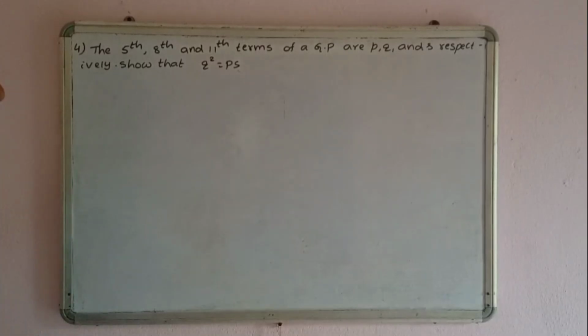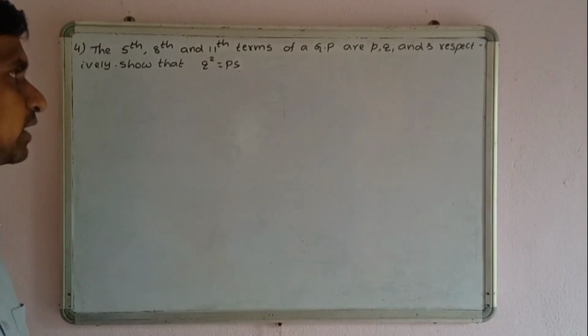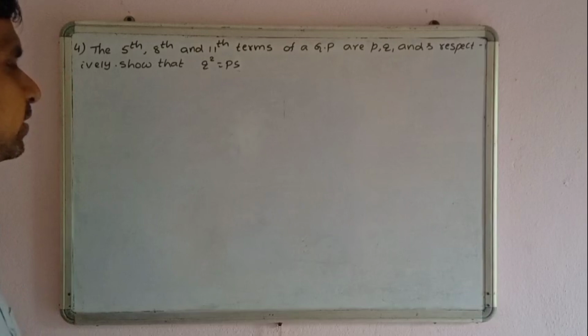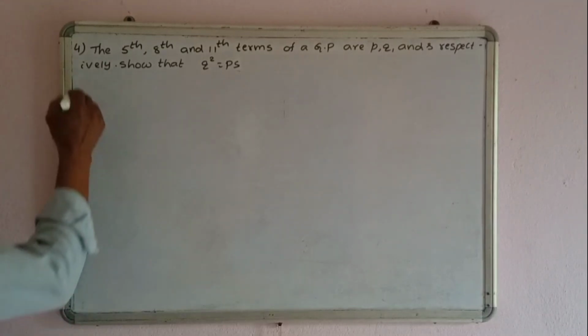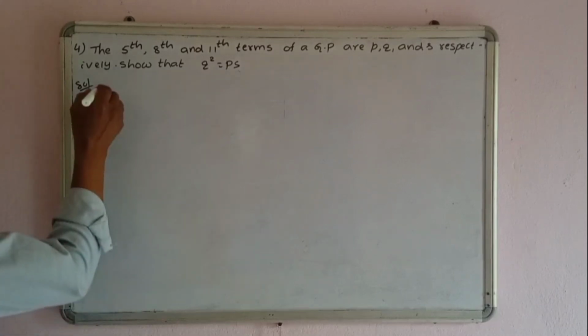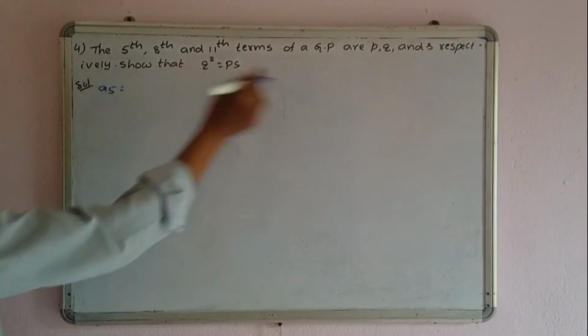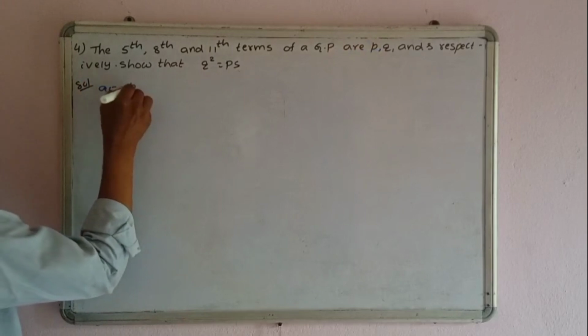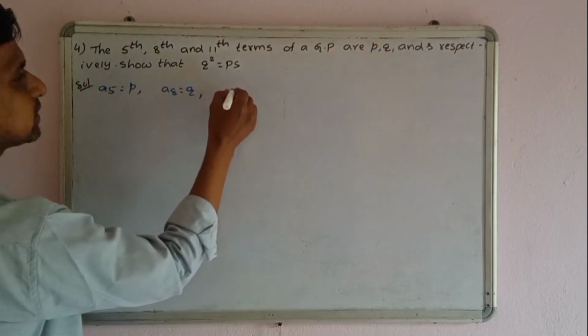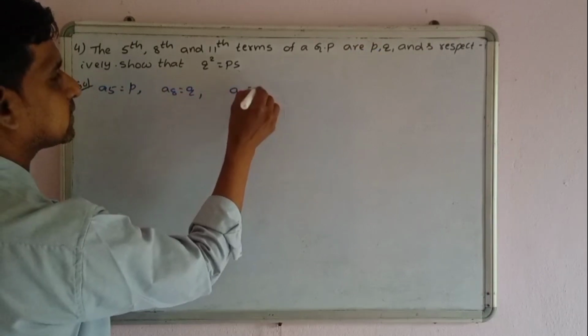Problem 4. The fifth, 8th and 11th terms of a GP are P, Q, S respectively. Show that Q square equals PS. See, what is given? Fifth term, that is A5, is given. A5 equals P. Next, A8 equals Q. Next, A11 equals S.